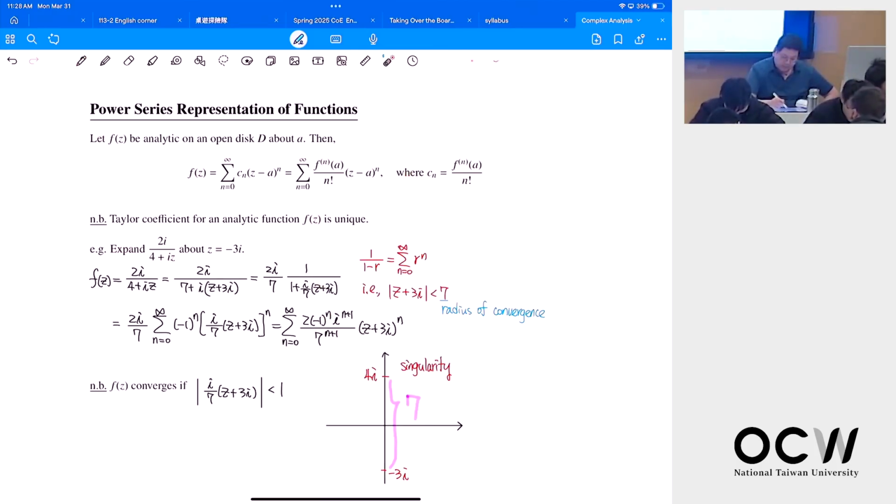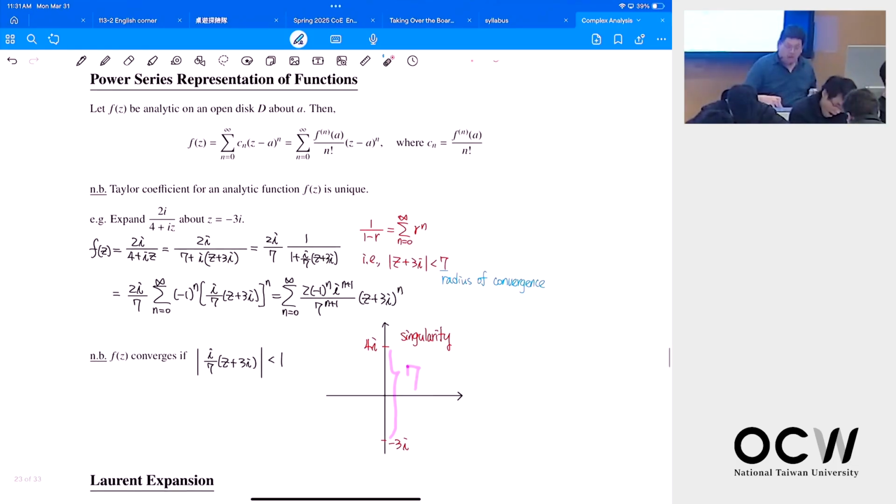Because for this equation, your ratio should be less than 1. Okay, if your ratio is not less than 1, then they will diverge. So this is our ratio. All right. Any questions for this?